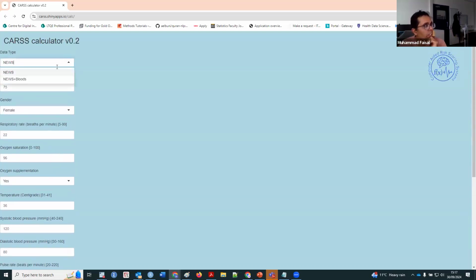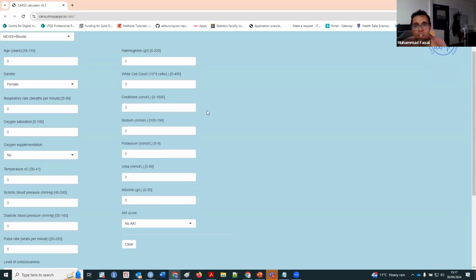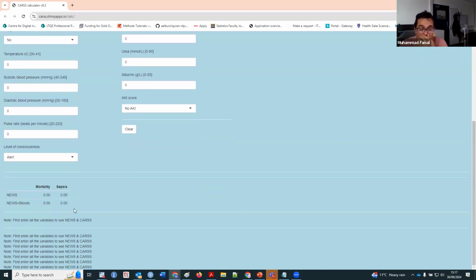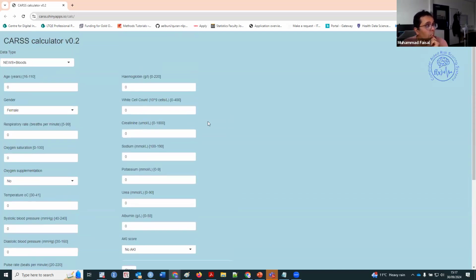What else we did is we added more to the NEWS score. We added other routinely collected things, like pathology results: hemoglobin, white cell count, creatinine, these variables. We found that our model is quite sensitive in identifying those patients. So that's basically the final outcome of this whole clinical prediction model.